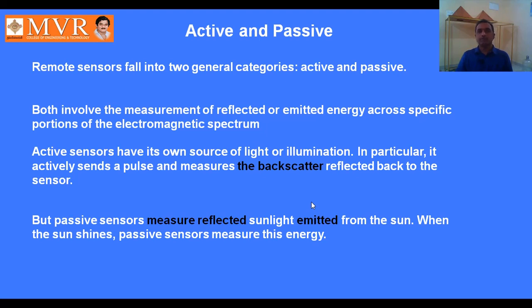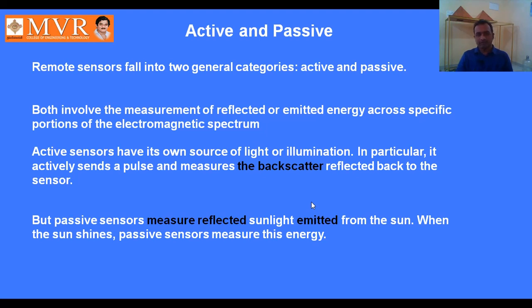Why? Because without electromagnetic radiation, we can't do any measurements with the sensor. That is why, first of all, we need a clear idea about the electromagnetic spectrum. I will explain it later: the next topic is electromagnetic radiation, then the electromagnetic spectrum. So, here we have some idea about the active sensor.